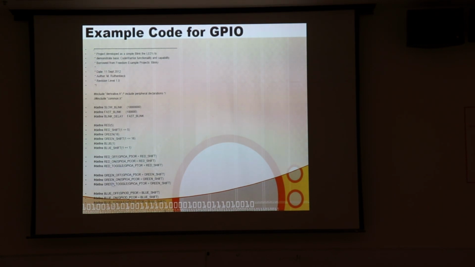We define these functions, read off, read on, read toggle, as GPIO-A underscore pin set output register equals read shift. And so this just references the proper bit within GPIO-A. But actually, if you go back and look at that Word file, none of the RGB LEDs are in port A. This is for the tower board. So you'll have to fix all these things.